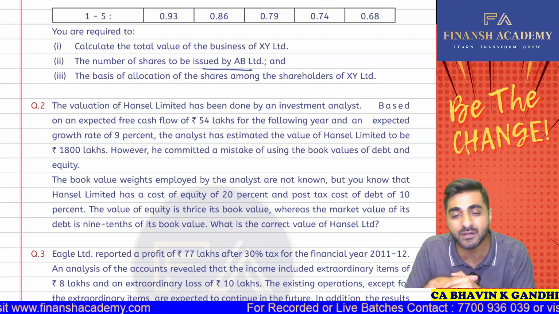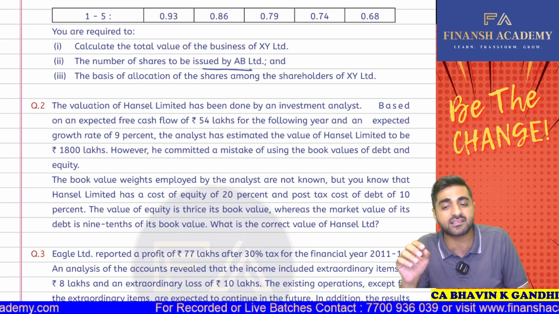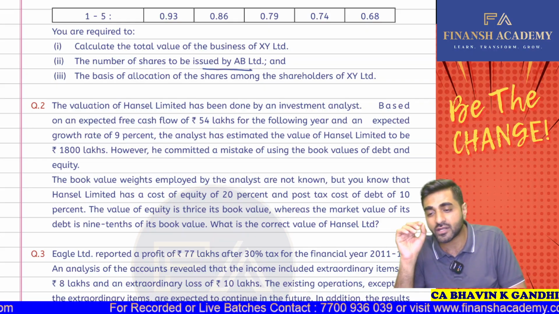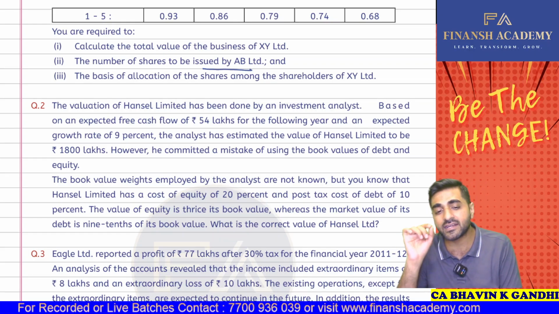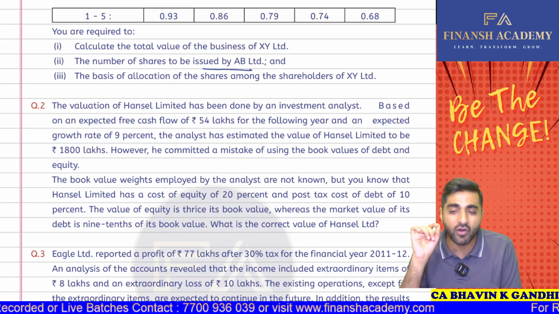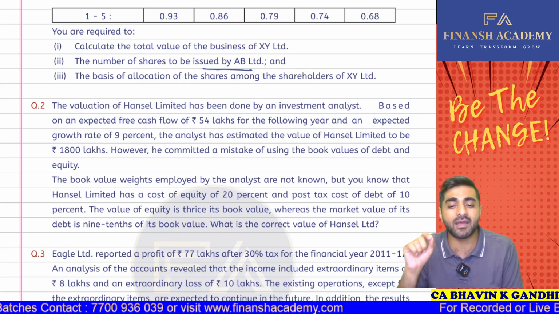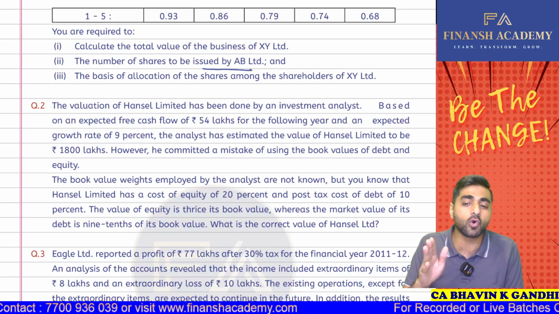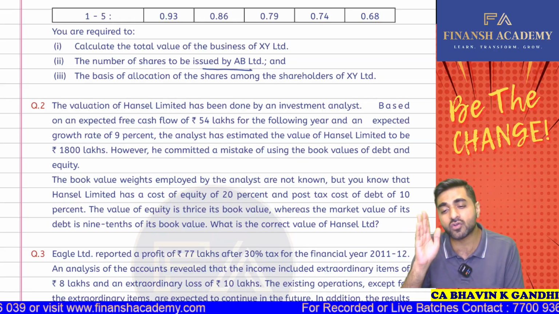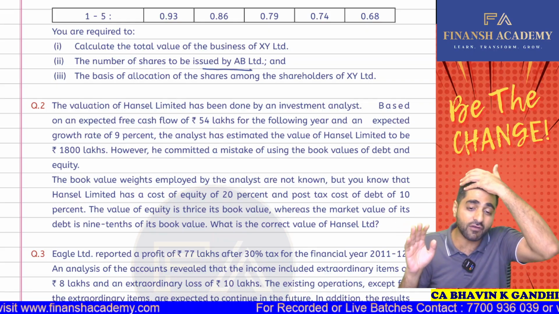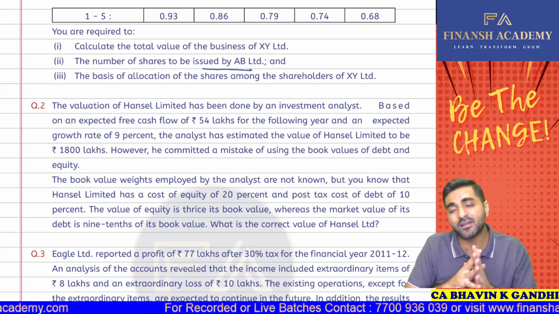The valuation of Hansel has been done by an investment analyst and based on an expected free cash flow of rupees 54 lakhs for the following year and an expected growth rate of 9%. The analyst has estimated the value of Hansel to be rupees 1800 lakhs. However, he committed a mistake of using book values of debt and equity. The book value weights employed by the analyst are not known, but you know that Hansel has a cost of equity of 20% and the post-tax cost of debt of 10%. The value of equity is thrice that of book value, whereas the market value of the debt is 9/10 of its book value. What is the correct value of Hansel?